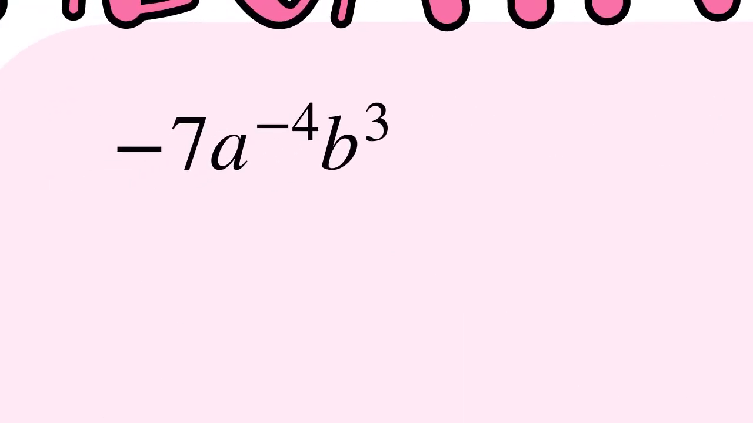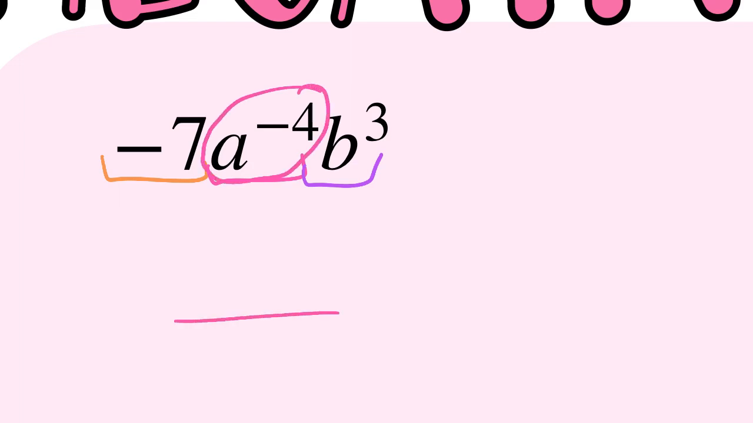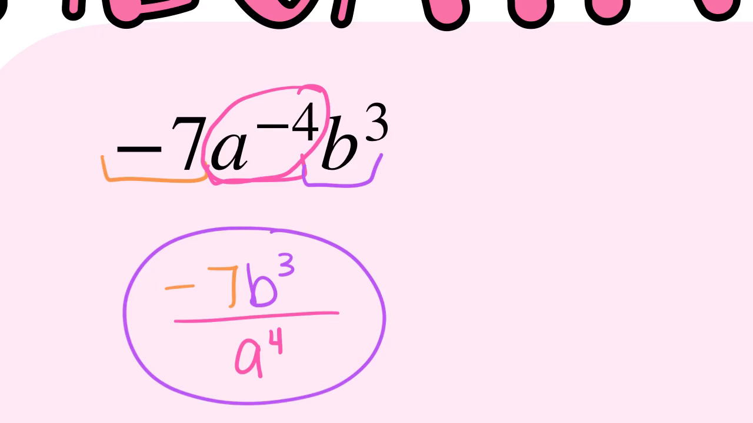So in this one here, we've got 3 different pieces. We've got the -7, we've got the a, and we've got the b. And the only one that has a negative exponent is the a. So that's the only part that's going to get moved to the bottom. And then the -7 and the b have to stay on the top. So this is what our final answer would look like.